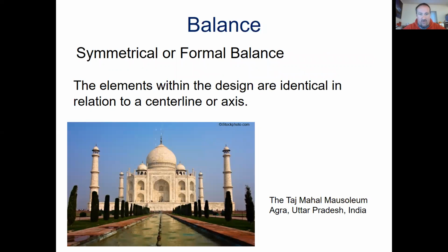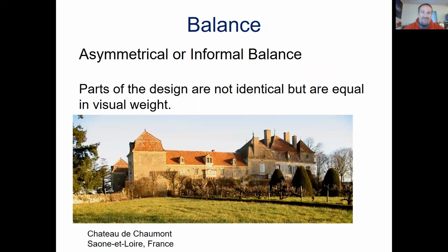So with symmetrical or formal balance, the elements within the design are identical in relation to a center line or axis. So here's a picture of the Taj Mahal. If we cut it right down the middle, both sides would almost mirror each other. That's a form of symmetrical or formal balance. Asymmetrical or informal balance: parts of the design are not identical, but they're equal in visual weight.